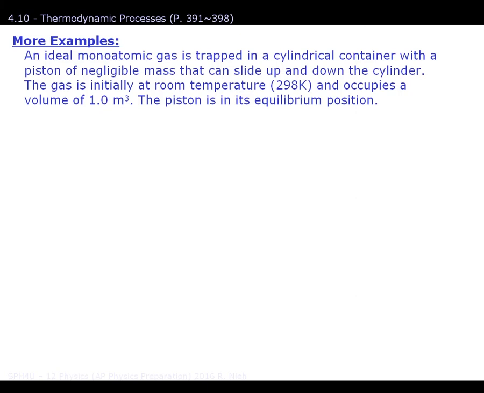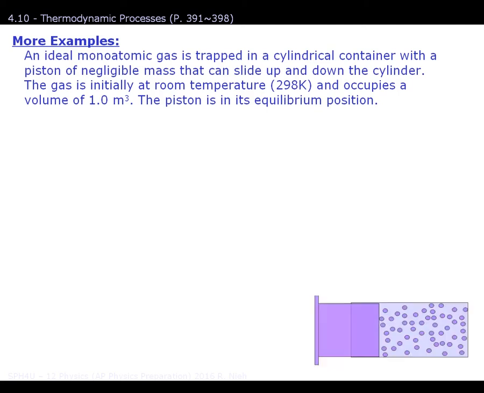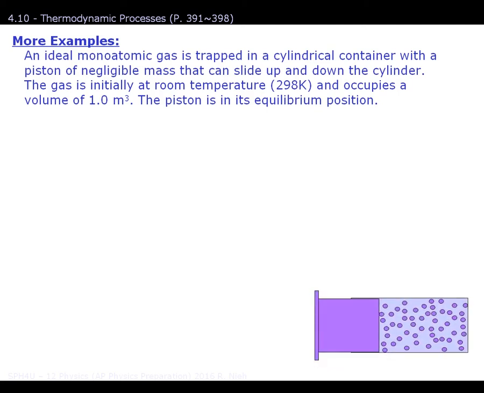An ideal gas is trapped in a cylinder with a piston that can move up and down. The gas is initially at room temperature and occupies 1 cubic meter of space. The piston is in its equilibrium position. What this means is that the air pressure inside the piston matches up with the air pressure outside of the piston.